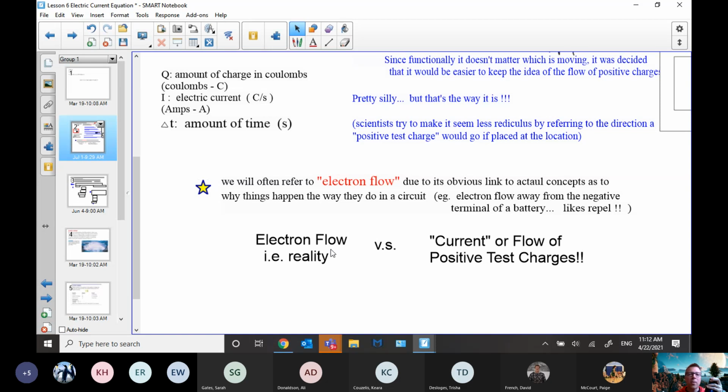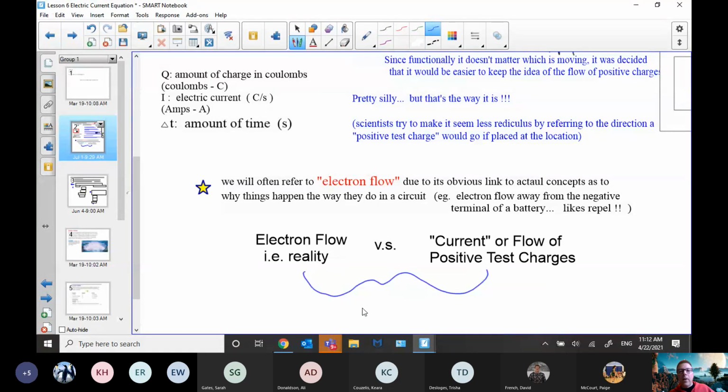But anyways, so electron flow is reality versus current, or flow of positive test charges. And you know, these are kind of the same, but just opposite direction, right? I kind of want to say they're functionally the same, but opposite directions, if that makes sense.